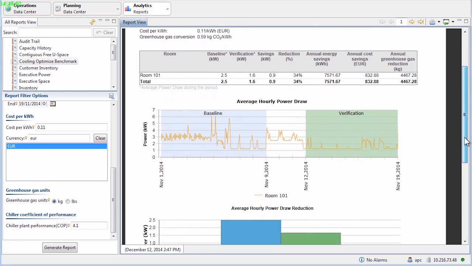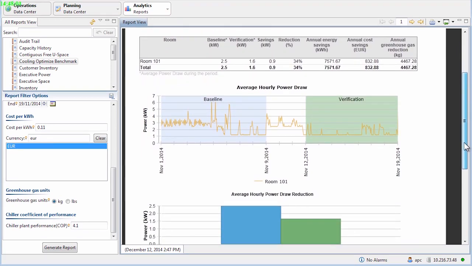Between these two is a learning period. Cooling Optimize starts controlling cooling units and learns their influence on each sensor. We can see each cooling unit's power consumption for each of the time periods. Deploying Cooling Optimize saved 34% on our energy bill.